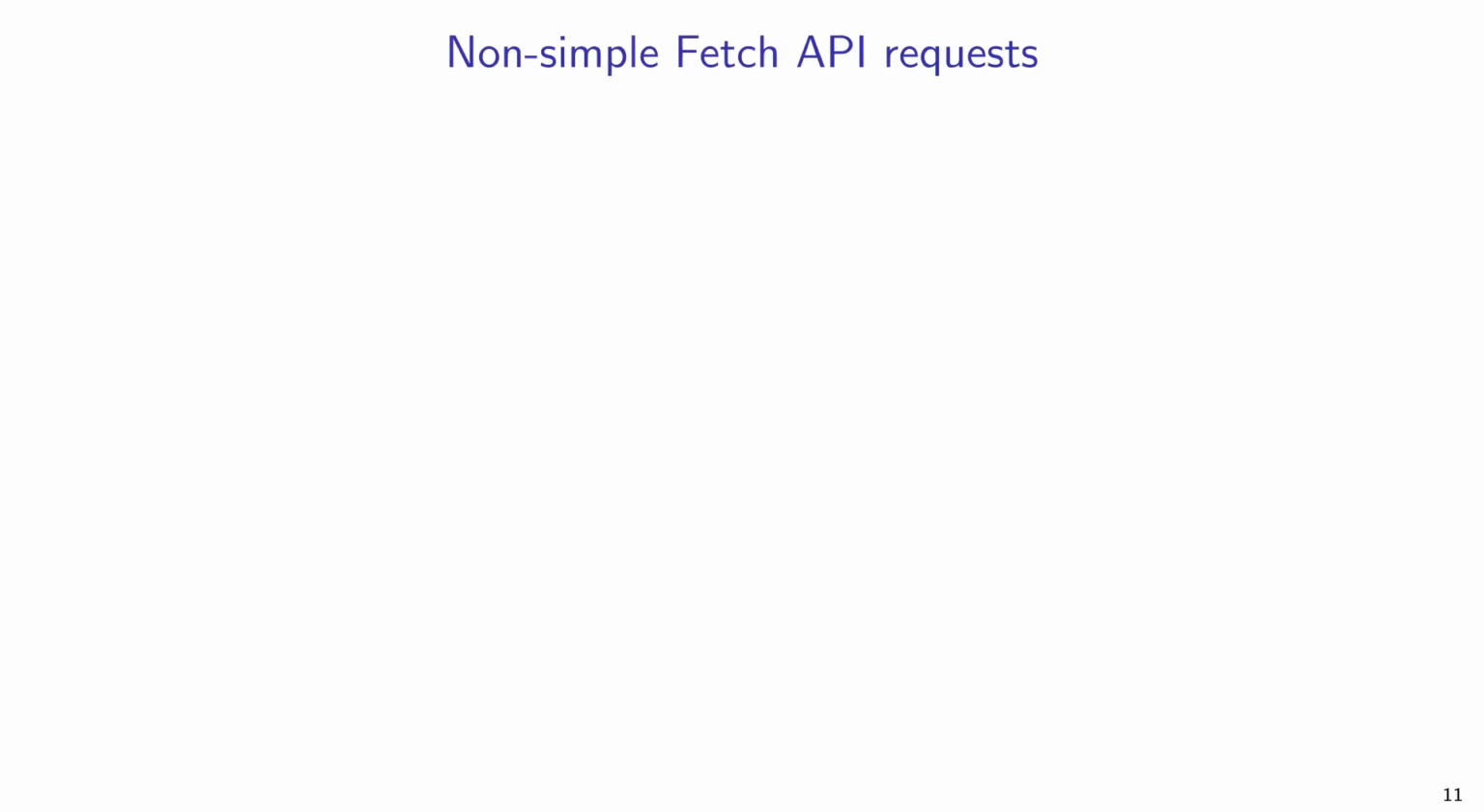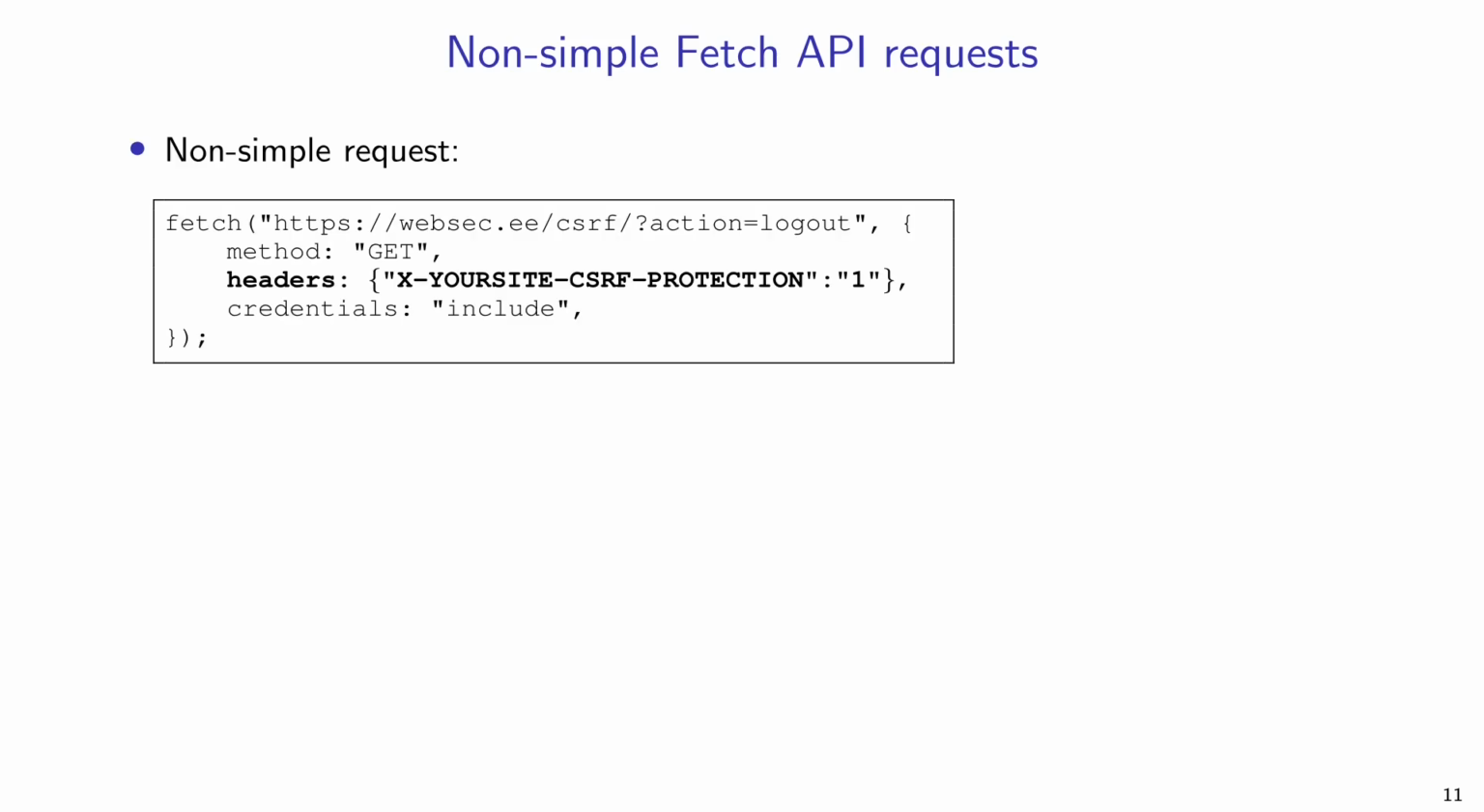The final measure, which is more of a side effect rather than a deliberate CSRF protection measure, is for a web application to use non-simple fetch API requests when performing state-changing activities. To remind you, non-simple requests are those that use a non-standard HTTP method or set non-standard headers. Here is an example of such a request. So if we consider our logout use case, then after a user clicks on the logout button, this HTTP request with a non-standard header will be submitted to the server.